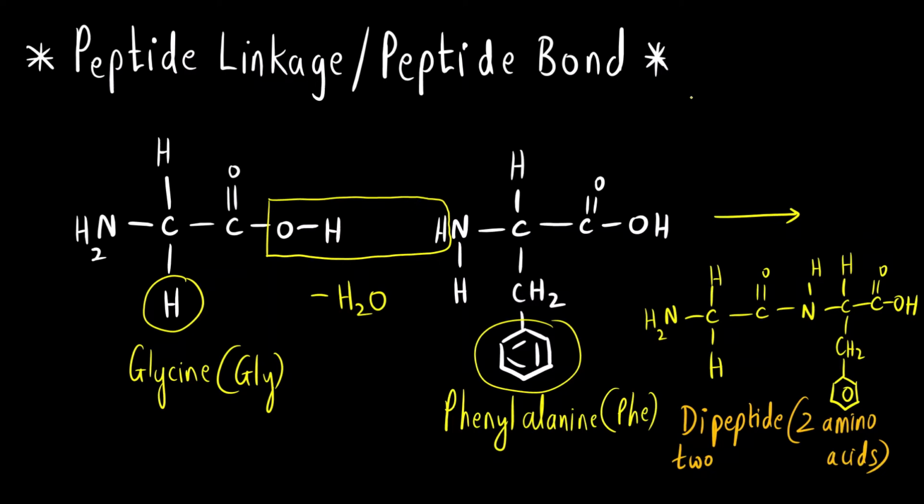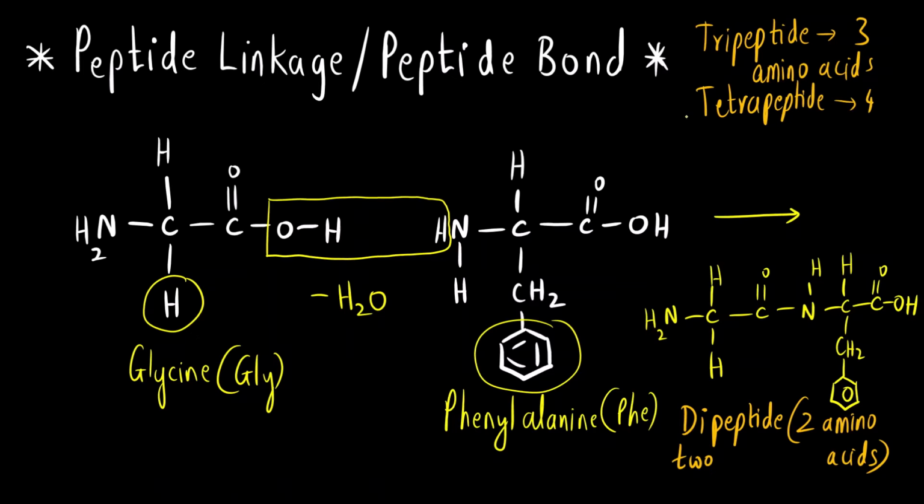Okay, suppose I write tripeptide. What is the meaning of a tripeptide? It consists of 3 amino acids. Okay, if I tell you a tetrapeptide, it means it has how many amino acids? 4. Suppose I write pentapeptide. What is the meaning of pentapeptide? It has 5 amino acids.